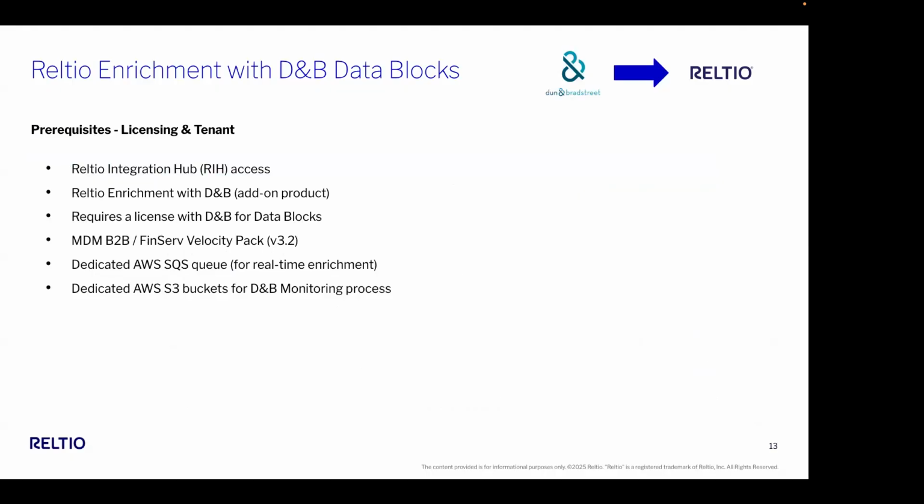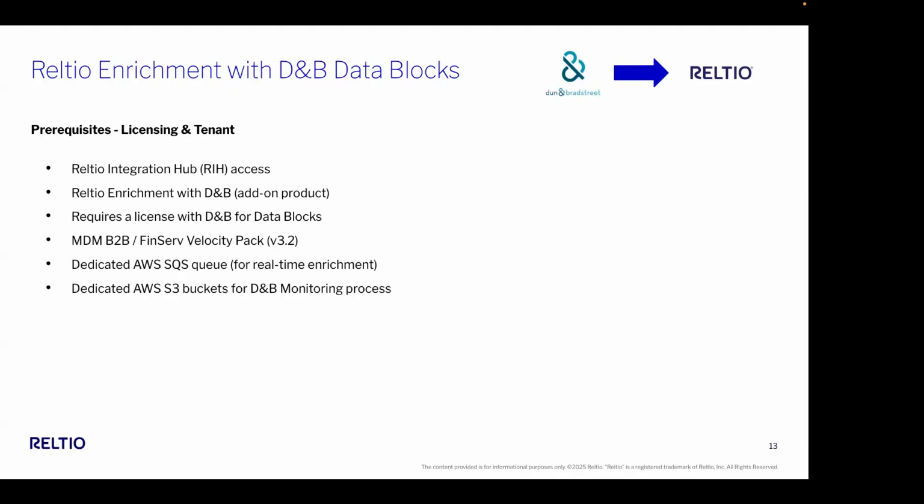So pushing forward, talking about the core solution itself, there will definitely be certain prerequisites as you decide to onboard the DNB data blocks enrichment as a baseline integration. First and foremost, it leverages the Reltio Integration Hub. These recipes, as much as they are out of the box, are within the remit of RIH. Any future enhancements to these recipes will be part of what we deliver through a RIH license.